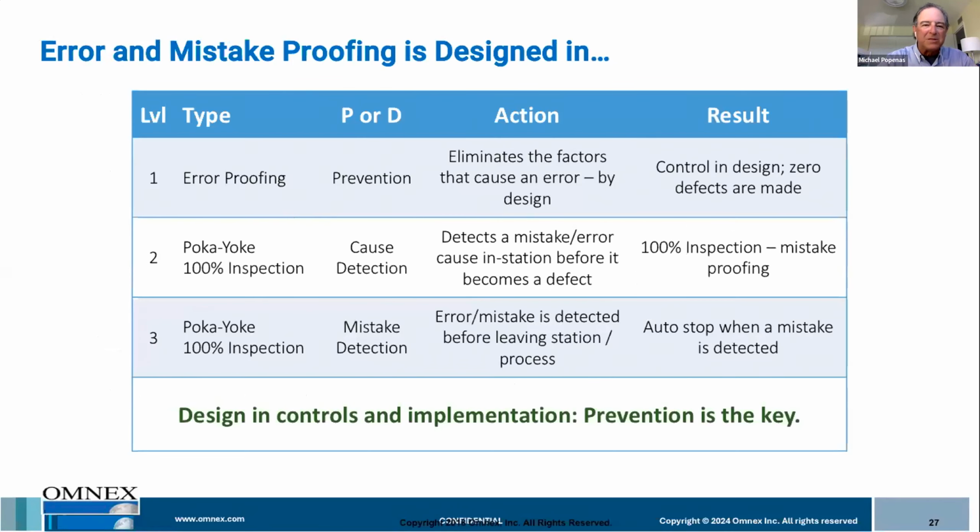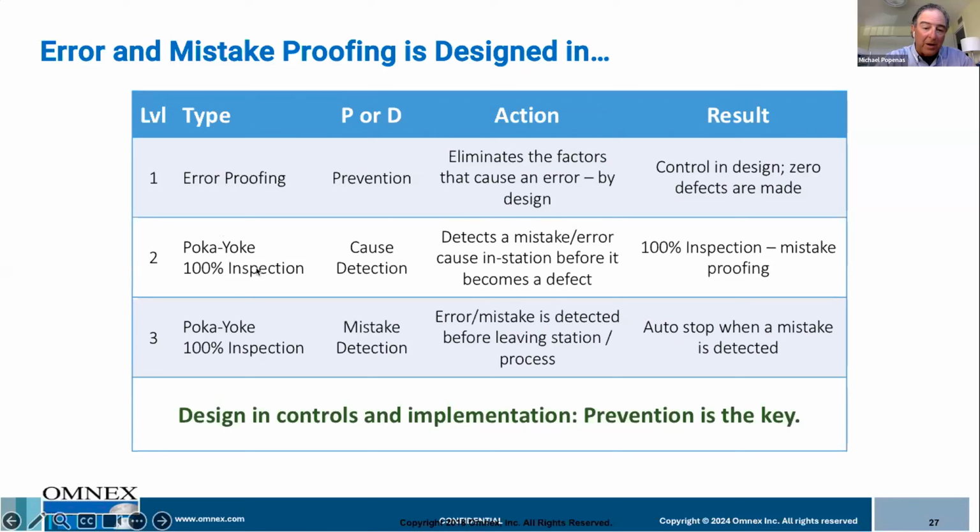And so error and mistake proofing, right? There's places where they get designed in different places, right? When we talk about error proofing, it's about prevention, eliminating those factors that cause an error by design. And in the design world, that happens at the design failure modes and effect exercise stage. This is where we're looking. This is where we are changing our designs, right? Control is designed in. Poka-yoke.